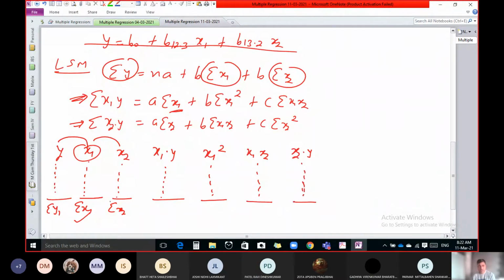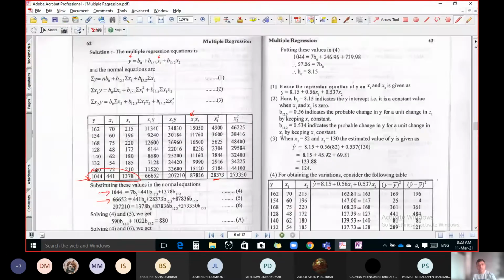Then we require sigma x2, and that is available here. So no need to calculate anything else. Sigma x1 x2 is also available, so no need for this one. And x2 square is not there, so let us calculate x2 square. This is x2, so take the square of each term and add. By using this, we are able to find this third equation.